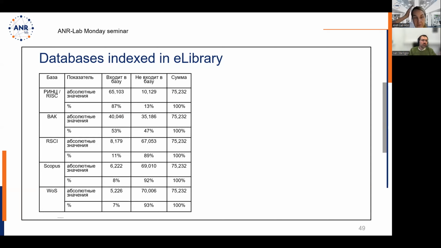And here you can see the databases which are indexed in eLibrary. So these are the 75,000 publications, and what shares of these publications are indexed in different databases. Here you can see that only 87% of all publications that we got, according to the strategy that we used, are indexed in this Russian Index of Science Citation, for example. And then it would be WAC, so 53%. And for Russian Science Citation Index, it would be also only 11%, then for Scopus 8%, and for Web of Science only 7% out of this whole amount of data.